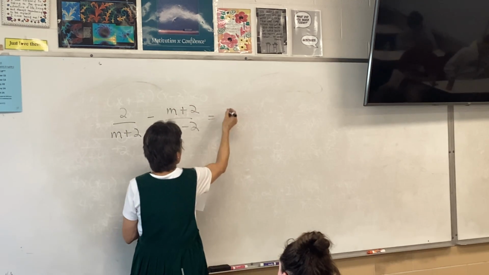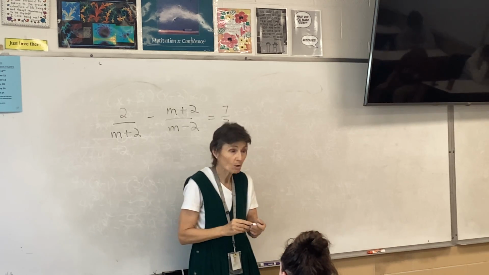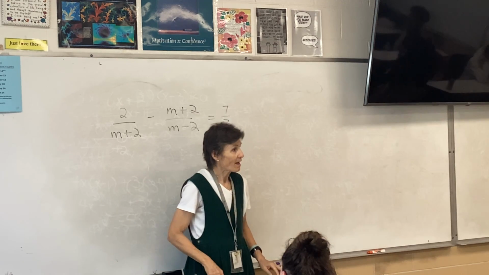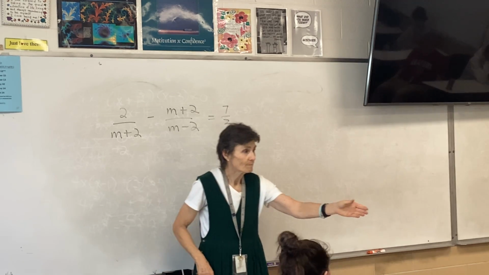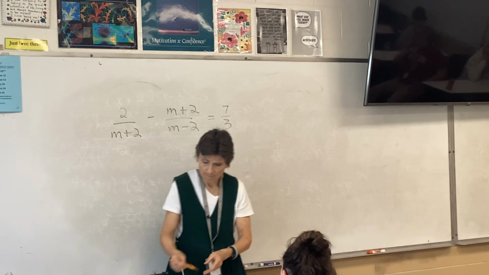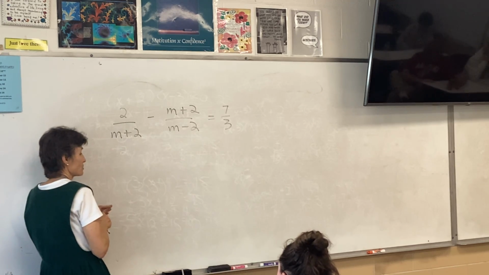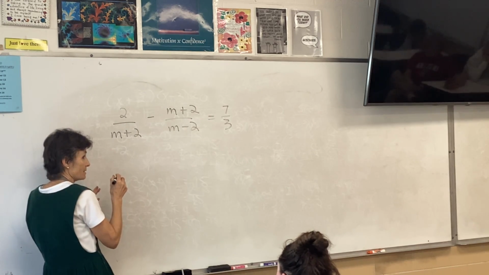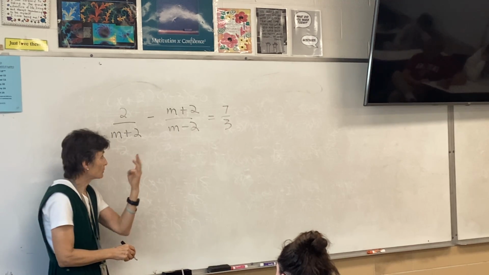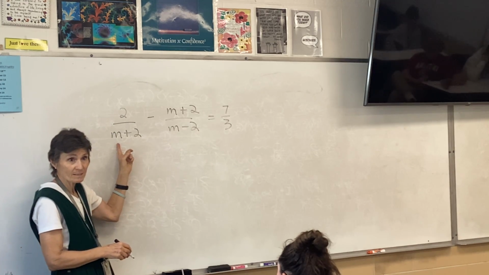Now, this one is a little bit different, at least from the last couple in our notes, because there's nothing to factor. Normally, we would start out by factoring, right? But we didn't have to here. So we're going to make all the denominators the same, which means all the denominators have to have 3 parts. Don't they have to have a 3, an m minus 2, and an m plus 2?